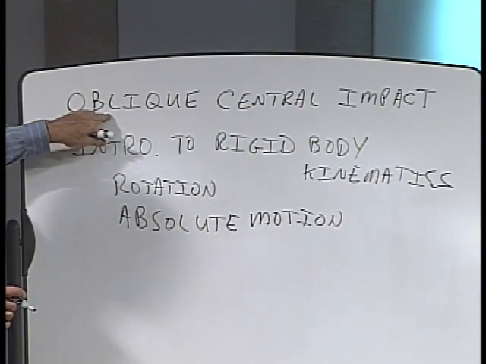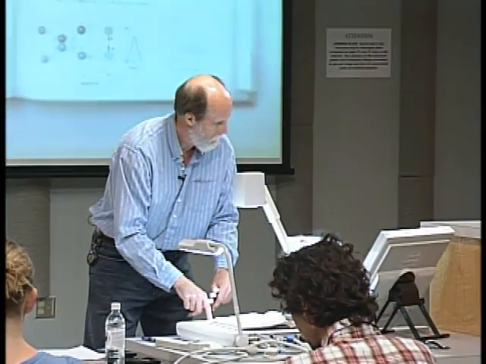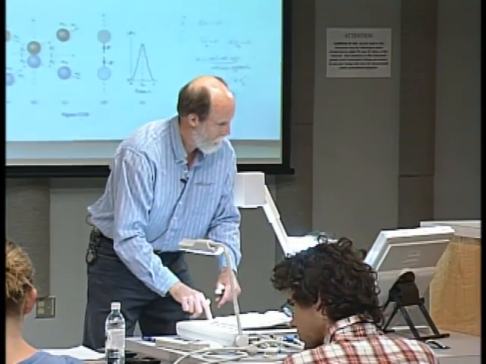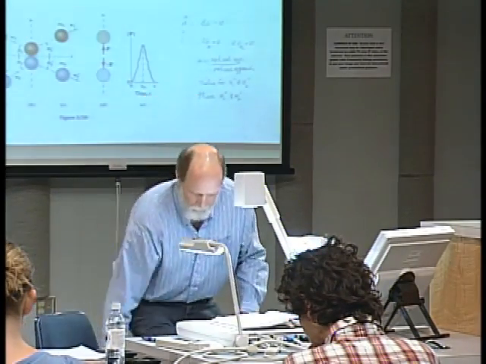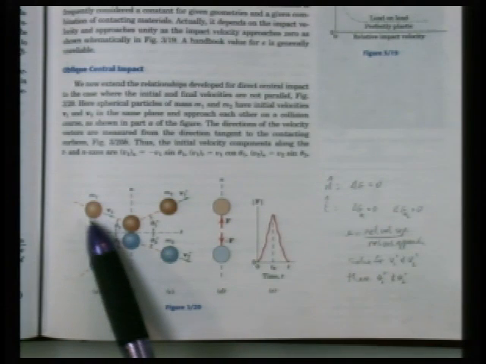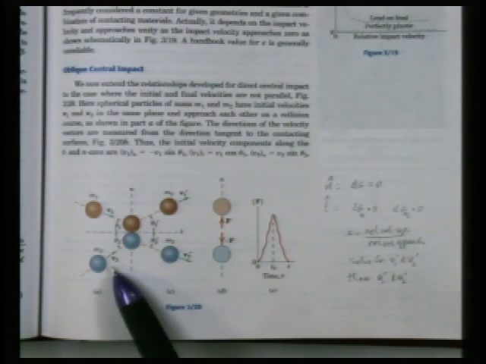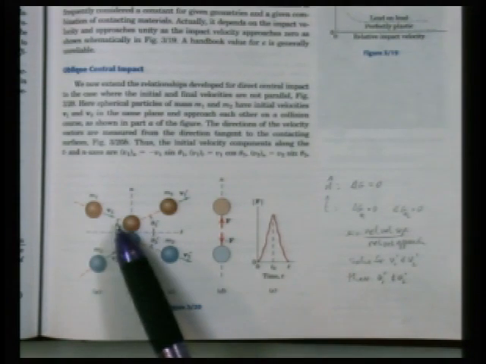Okay, so let's start with oblique central impact. And I think what I'll do is show you briefly a description of the problem setup in the text. And what you'll notice is here's mass 1 coming in from the left, and then mass 2 coming in from below. And this is with their associated incoming velocities. So each of those masses are carrying some linear momentum with them.